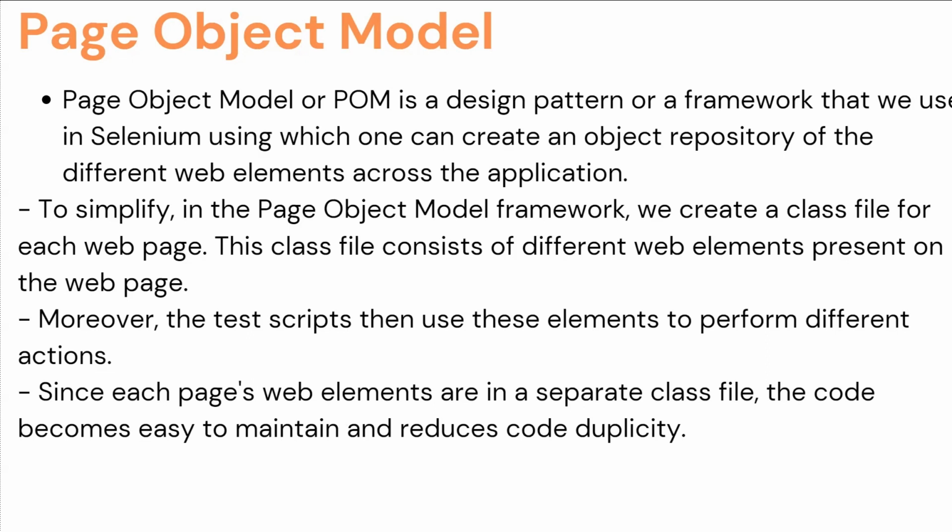That means with duplication, we don't need to write the same thing again and again. So that's the small story of page object, how to create this page object model. You have that class also available, everything available.